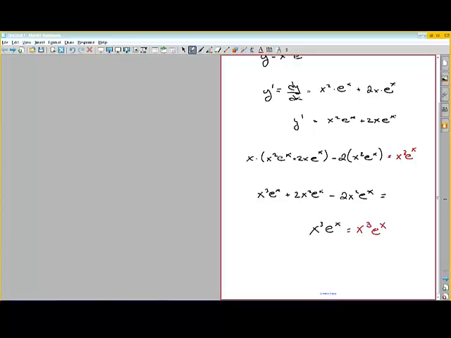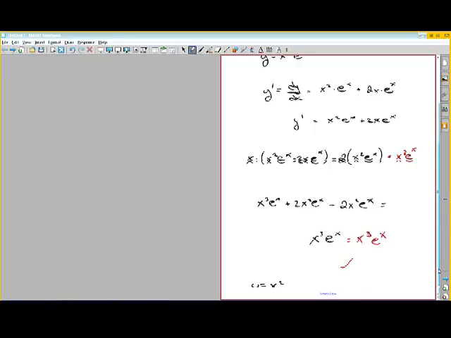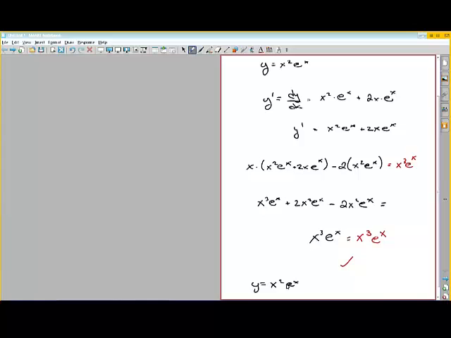And since these are the same, the equality is satisfied. Therefore, we can say that y equals x squared e to the x is a solution to that original differential equation. Okay, so that's how that works.